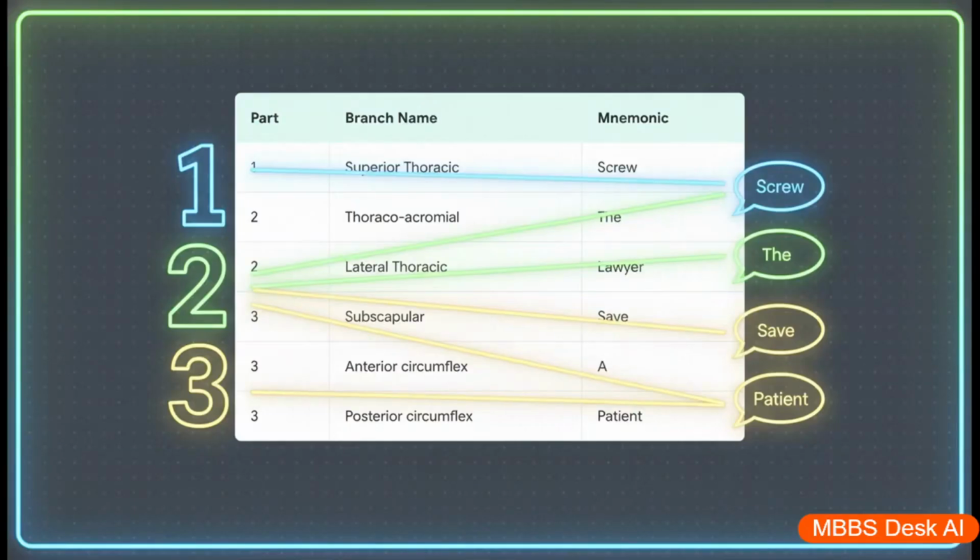Let's perfectly align our 1, 2, 3 rule right up against this mnemonic. Part 1 has 1 branch, superior thoracic, that's screw. Part 2 has 2 branches, thoracoacromial, that's the, and lateral thoracic, which is lawyer. Part 3 has 3 branches, subscapular stands for save, anterior circumflex is A, and posterior circumflex is patient. If you combine the spatial 1, 2, 3 rule with this exact mnemonic, you'll instantly know the origin and name of every single branch. You are literally never going to get a multiple choice question wrong on this again.